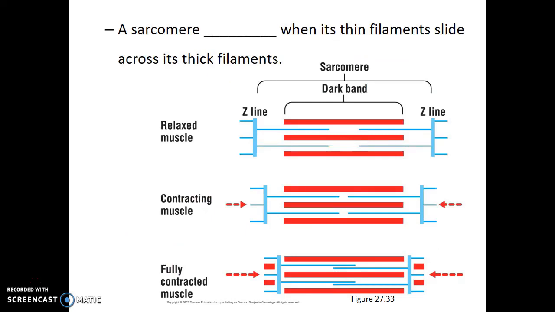A sarcomere contracts when its thin filaments slide across the thick filaments. We can see here thin filaments extending from the Z-lines within that sarcomere, extending into the region which contains the dark band, which is made of myosin. As that sarcomere contracts, those thin filaments are pulled towards the center of the dark myosin bands. Contraction is fully completed once those Z-lines become adjacent to the dark band.